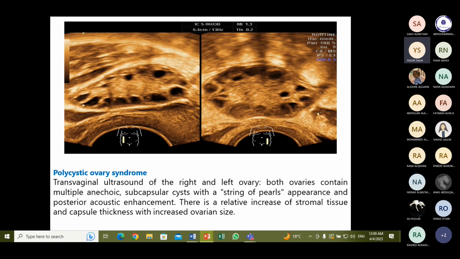But this is leiomyoma. Now, polycystic ovary syndrome. This slide should have come before this one. As we discussed, polycystic ovary syndrome is characterized by enlarged ovary with multiple cysts. In transvaginal ultrasound you can see both ovaries are bulky with anechoic cystic lesions arranged in the periphery, with the string of pearls appearance. So this is polycystic ovary syndrome.